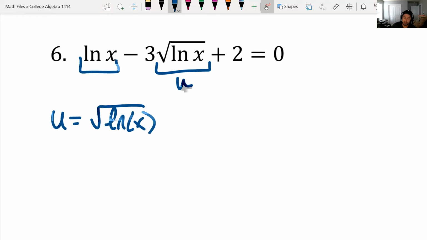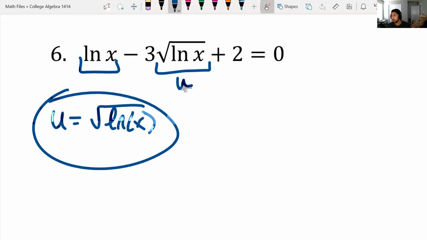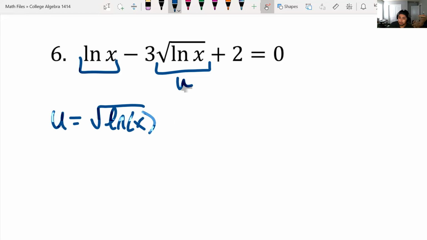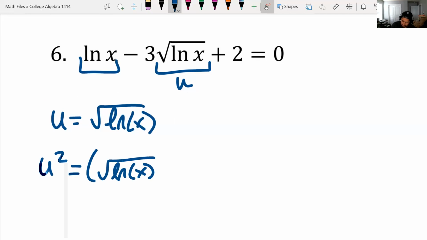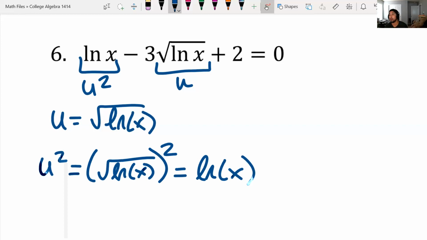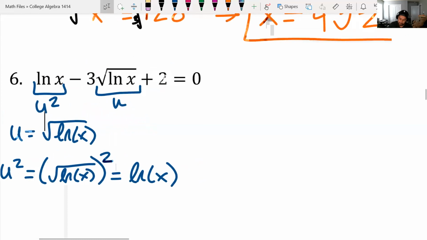And in order to make a substitution for the leading term, what would we do to the substitution? We would square it. That's the same thing as raising it to the power of 2. Too many words. Square. So you would say u squared equals the square root of the natural log of x, squared, which would give us natural log x. So this means that the leading term is now covered by u squared. Okay, now let's do our substitution.